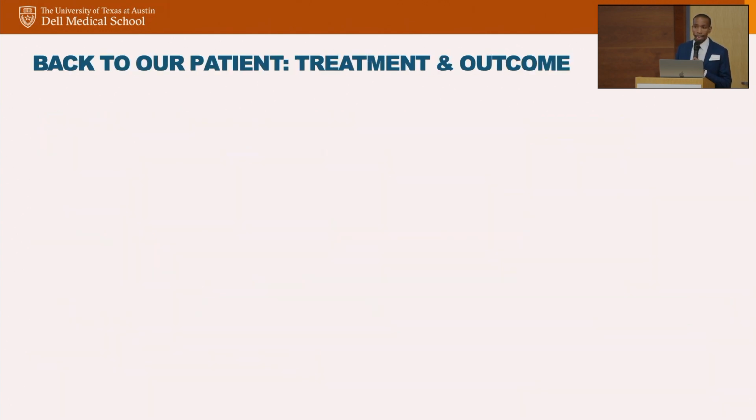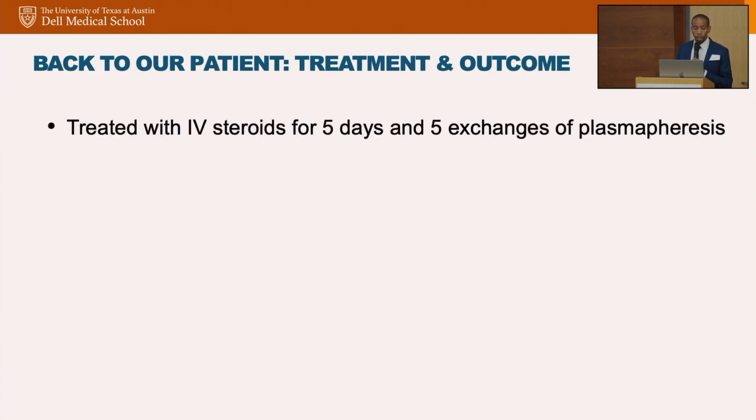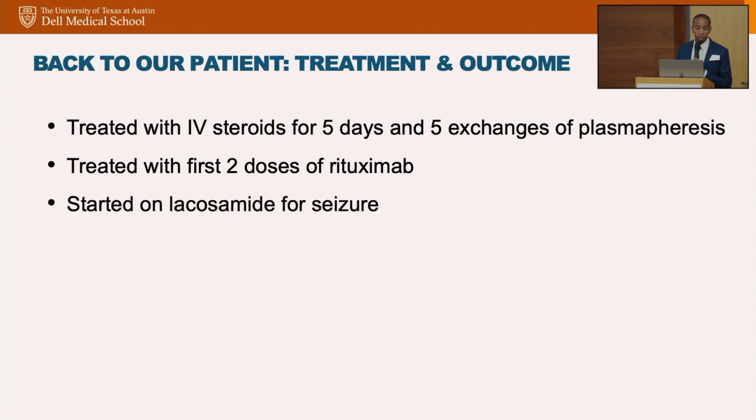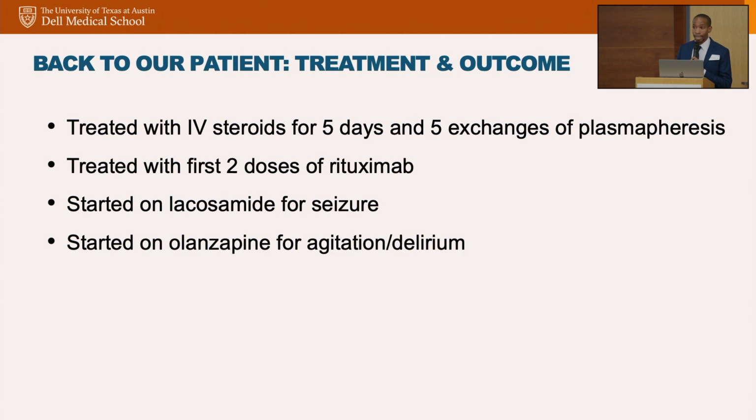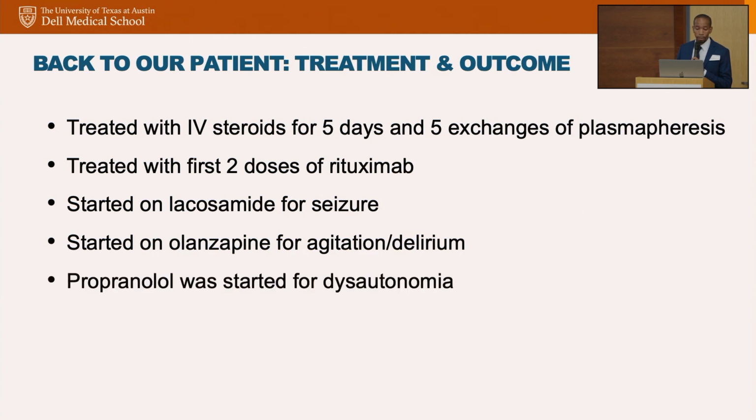Okay, so back to our patient that I described at the beginning of this talk. How was she treated? She got IV steroids for 5 days and 5 exchanges of plasmapheresis. We started her on rituximab, so she got the first 2 doses of rituximab in the hospital. She did have a lot of other symptoms associated with her autoimmune encephalitis, including seizure, for which she was started on lacosamide. She was on olanzapine for agitation and delirium, and propranolol for her dysautonomia.